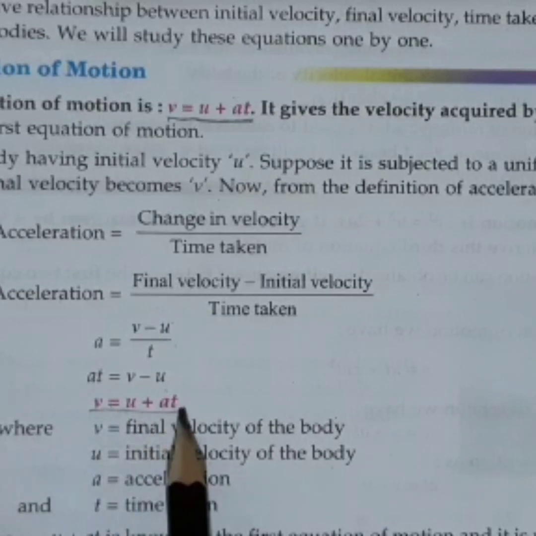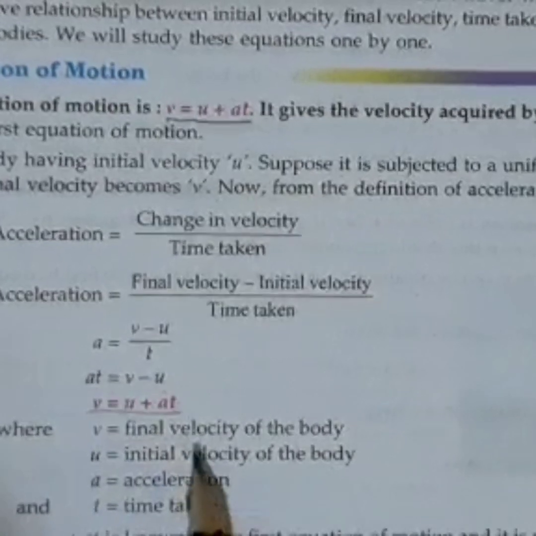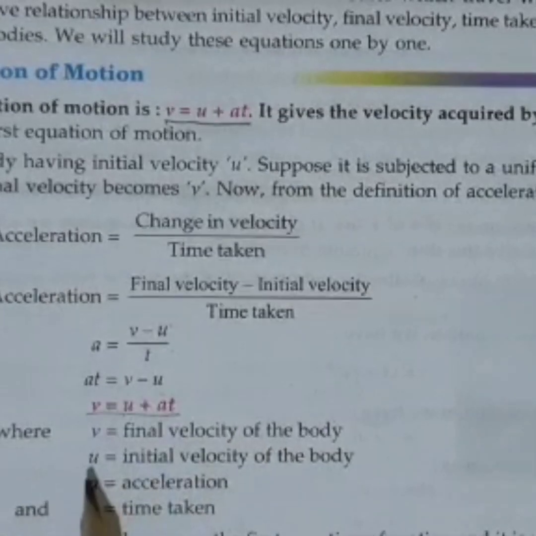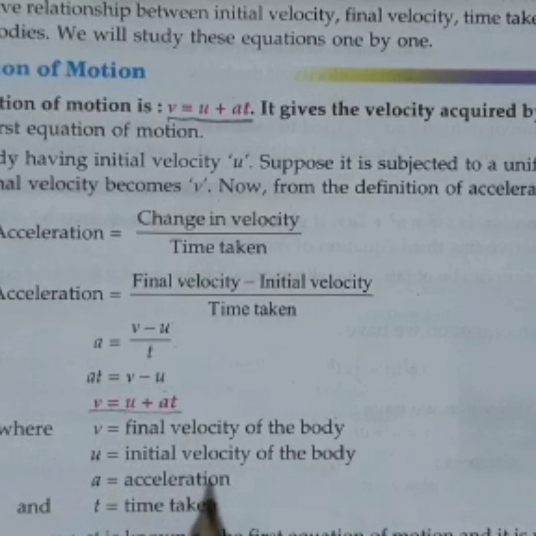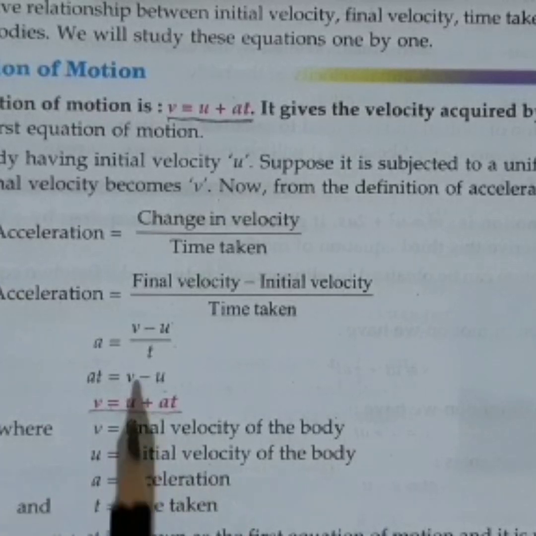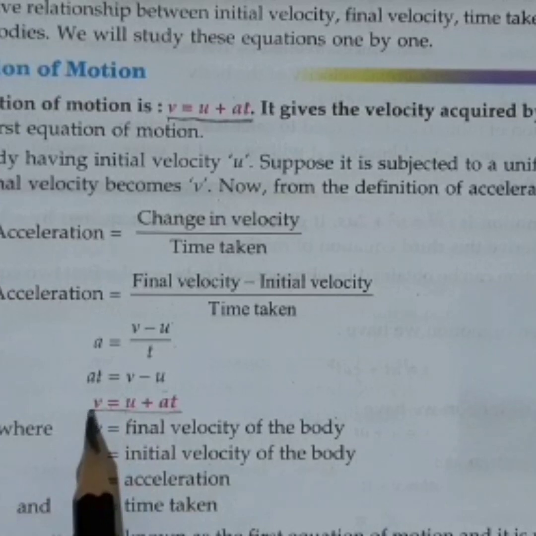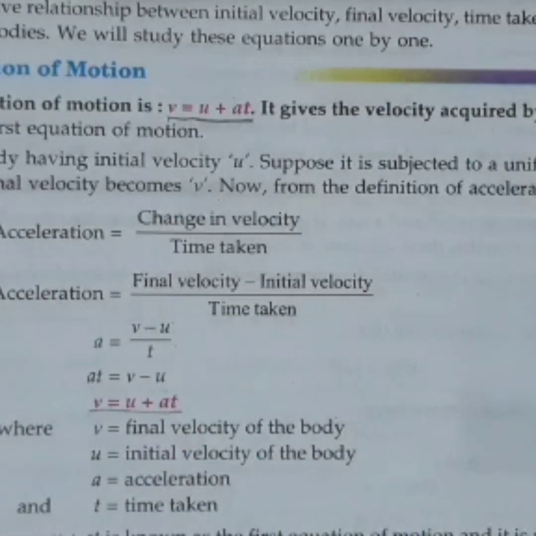This is our first equation, where v is the final velocity of the body, u is the initial velocity of the body, a is the acceleration, and t is the time taken. So this is our first equation of motion. Now we will see it in graphical representation.